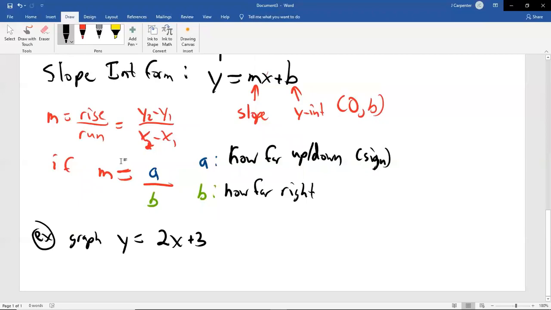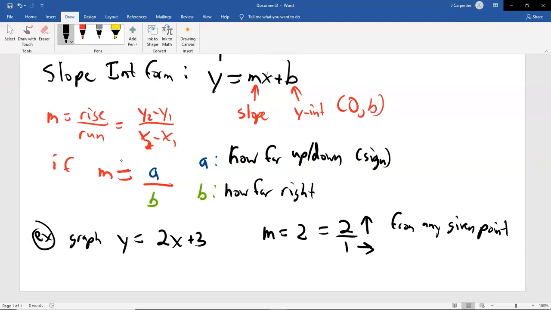So we know our slope is 2. But the slope needs to be a fraction so you can see the rise and the run. So that's 2 over 1. The bottom tells you how far right to go. The top tells you how far up or down to go. This is a positive 2, so up. Now, you don't start at the origin, though, like you're graphing a point. This is going to be from any given point.